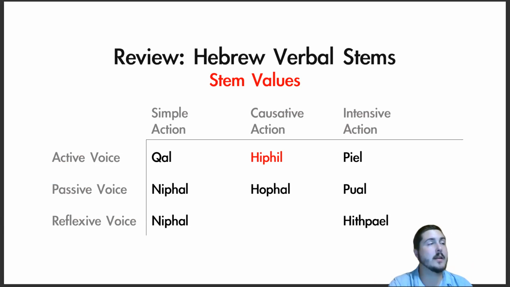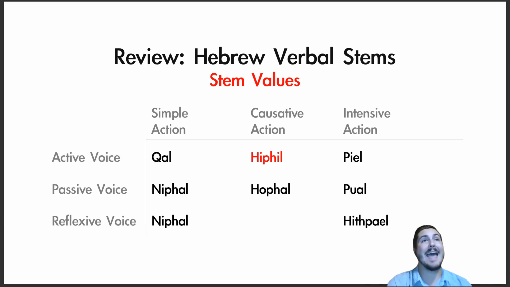The ball was thrown, right? The ball isn't doing the action. The ball is receiving. It's passive in the action. Someone else is throwing the ball. And Trey is active, throwing the ball. Nifal, it's a passive. Reflexive would be Trey threw himself. Trey did the action to himself. That's a reflexive type of action.